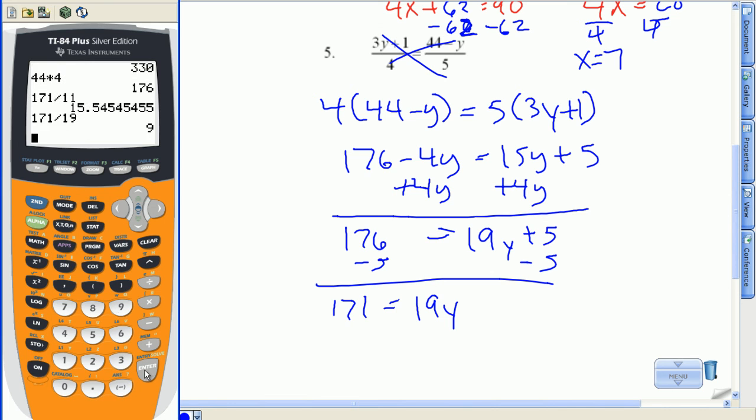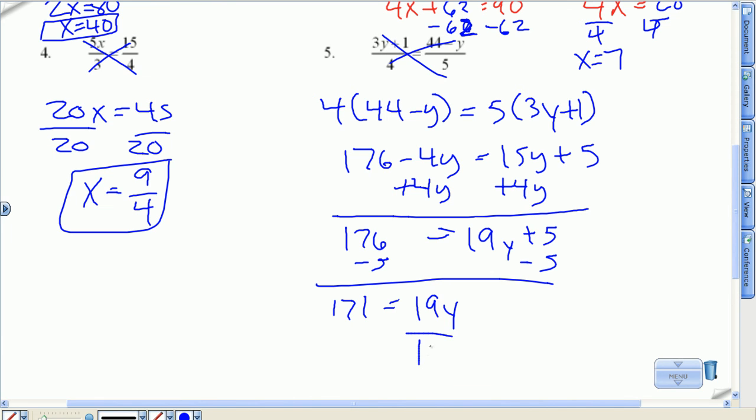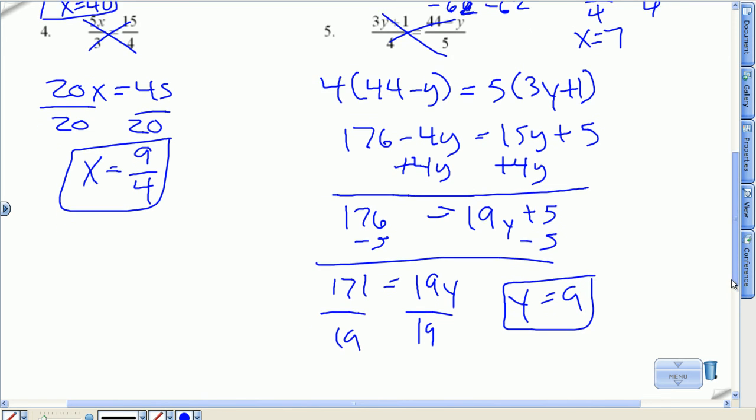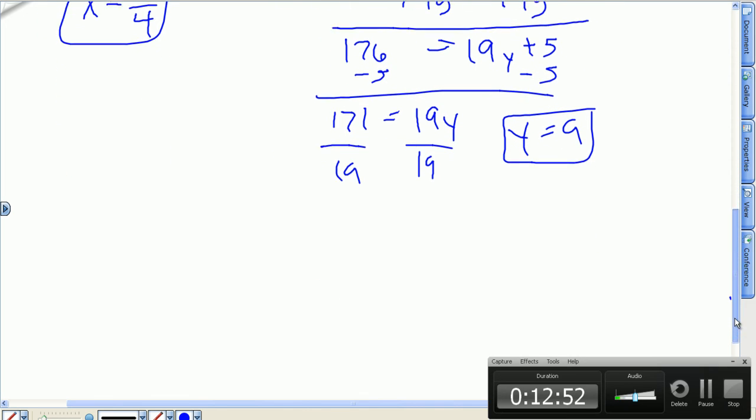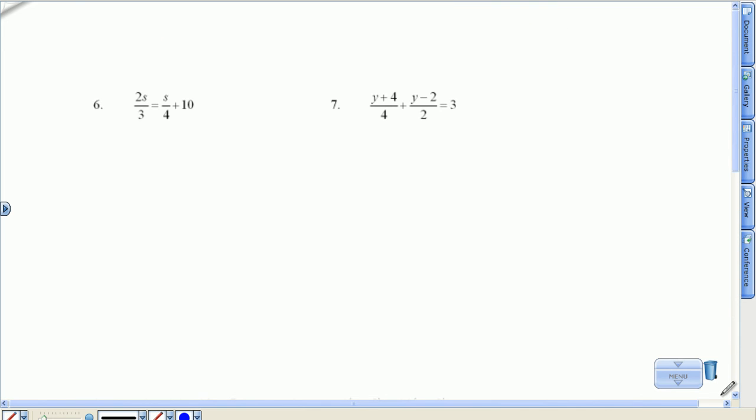Alright, so how about that? How about 9? Well, that's much better. So we divide by 19. You get y equals 9. Done, done, done. Alright, where are we at here with time? Plenty of time left to look at some more here.